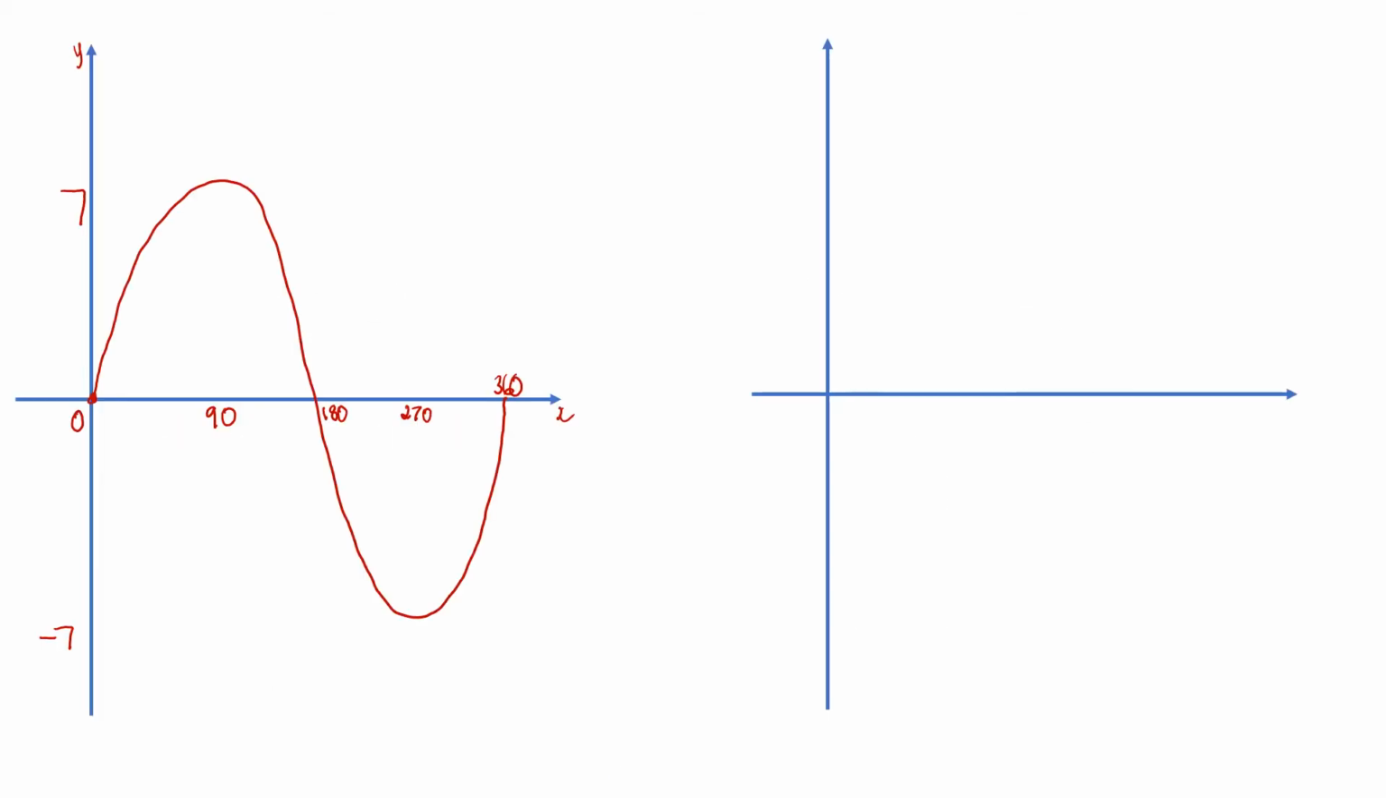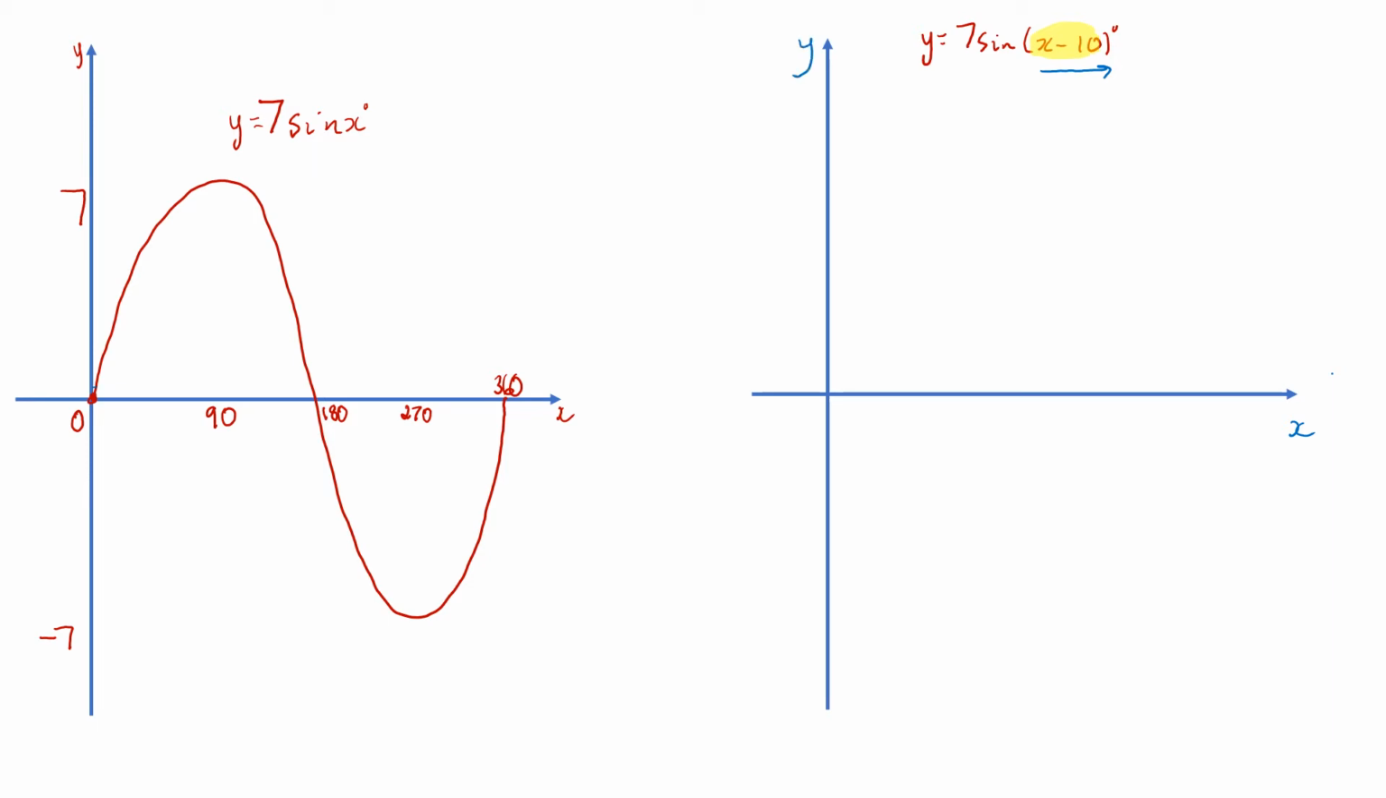Okay, so if we have a look at this graph on the left here, this is a graph of y equals 7 sine x. But what would happen if we wanted to draw the graph of y equals 7 sine of x minus 10? Okay, so if we have a look at this, we've got a bracket, so that means we're moving left and right here. And we would expect to move 10 to the left, but in actual fact, we do the opposite to what we think, so we're going to move 10 degrees to the right. So we're going to shift everything 10 degrees to the right here.